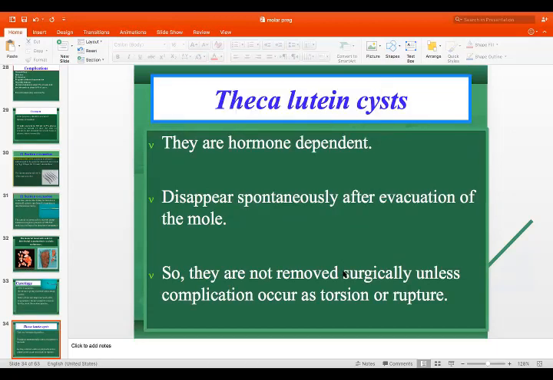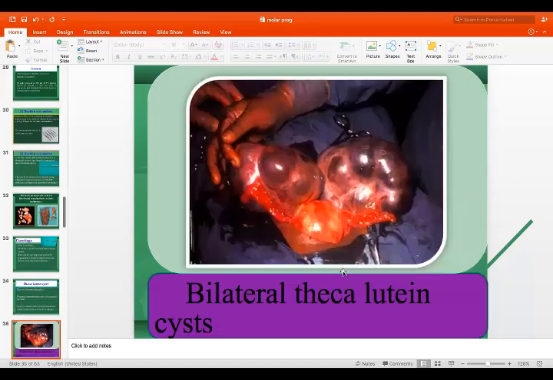The theca lutein cysts, which are due to the excessive beta HCG, are usually bilateral, and the size may be up to 10 centimeters sometimes. They are hormone dependent. Once you have done the evacuation of the mole, they do not need any surgery, so they are managed easily. These are the bilateral theca lutein cysts.